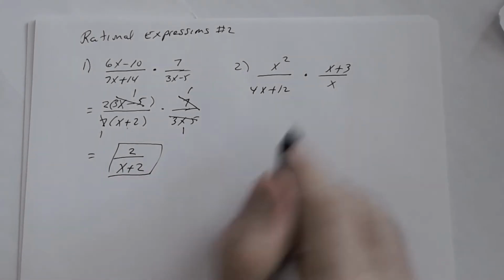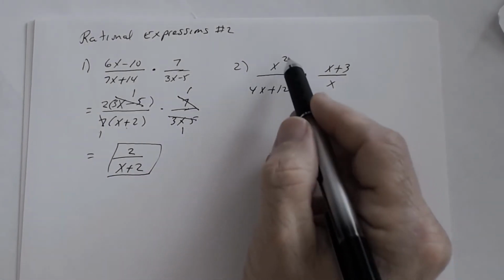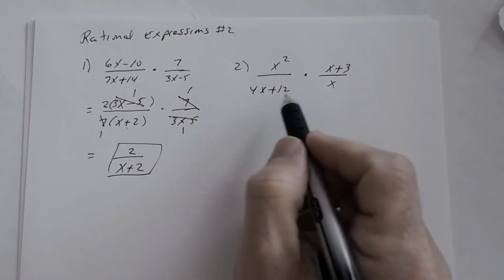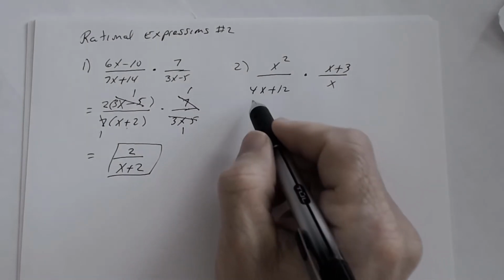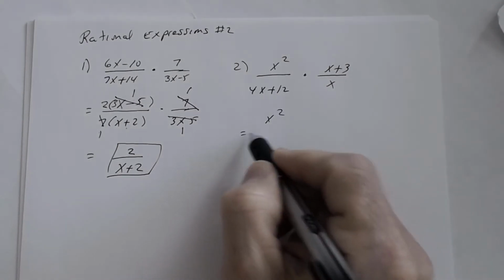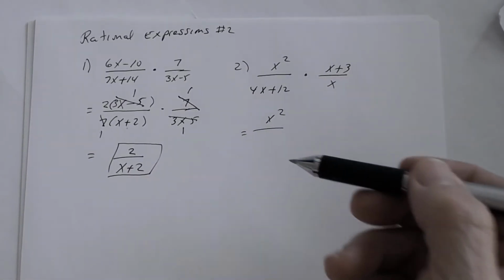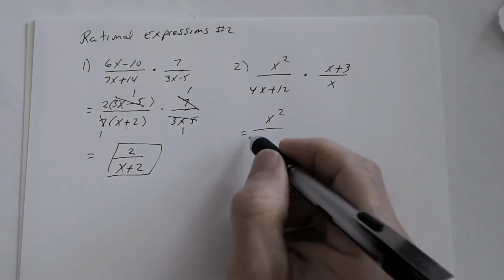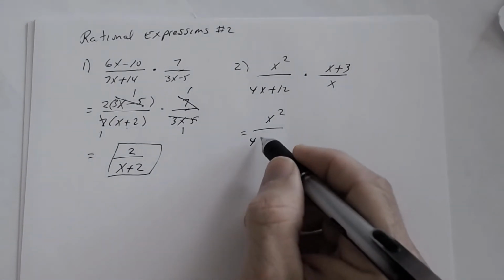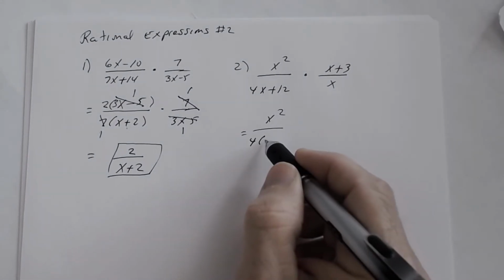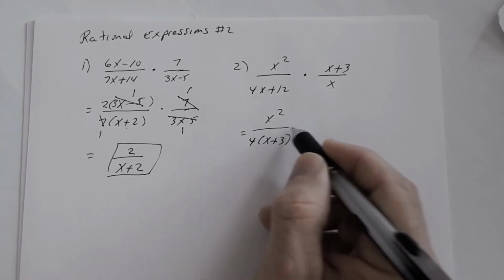Same thing here. This is a monomial factor, so I'm going to leave that alone for right now. Here, it looks like I can factor out a 4, so I'm going to get x squared. Step by step. Make it to where I can see what you're doing. Then you can factor out an x. I get 4 times x plus 3.